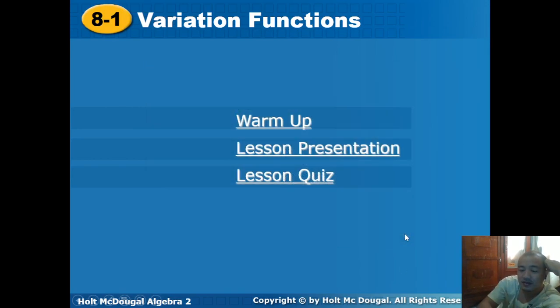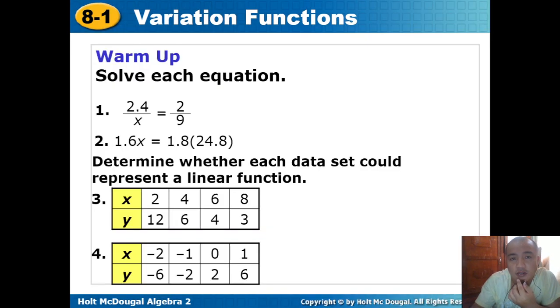Hello, grade 9 students. Let us continue discussing variations, the different types of variations, which are the direct, inverse, joint, and combined variation. So this is part 2 of our discussion on variations. Before that, let us first have a warm-up. Let us solve each equation.